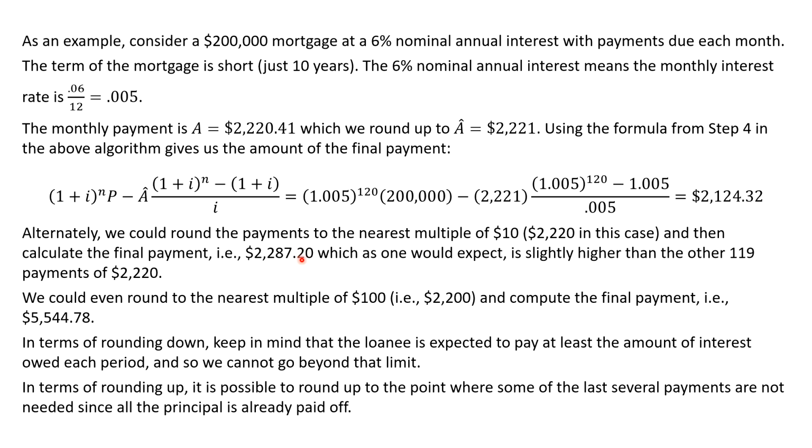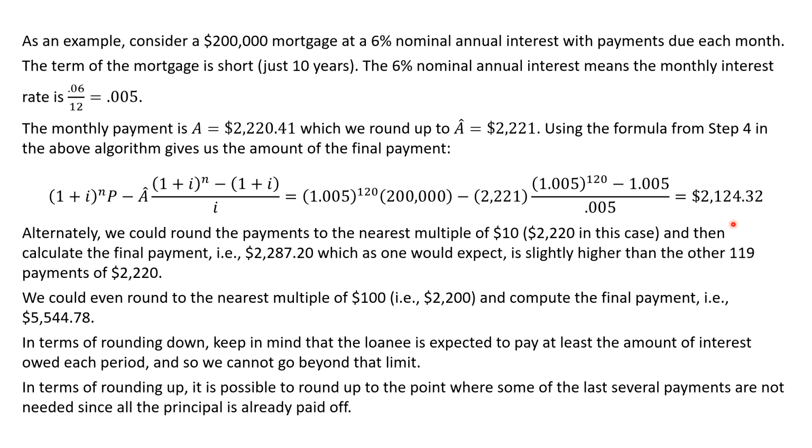And since here we're paying a little bit less each month, you would expect that the final payment would be a little bit more, which it is here, right? It's 22.87, which is a little bit more than A, since you were paying slightly less each month. And then we can do it to the nearest 100. So we'll just pay $2,200 a month instead of $22.20 and 41 cents.